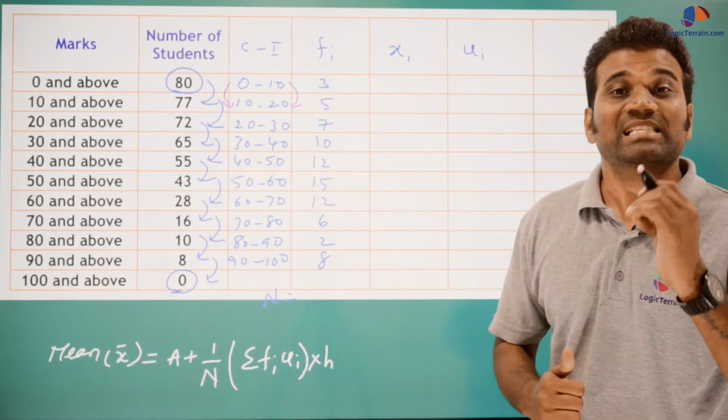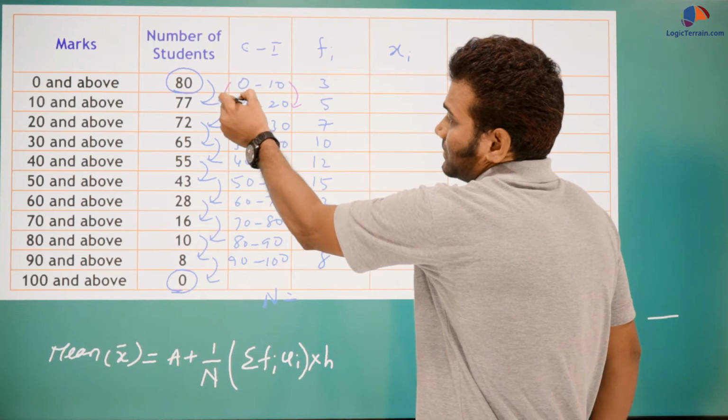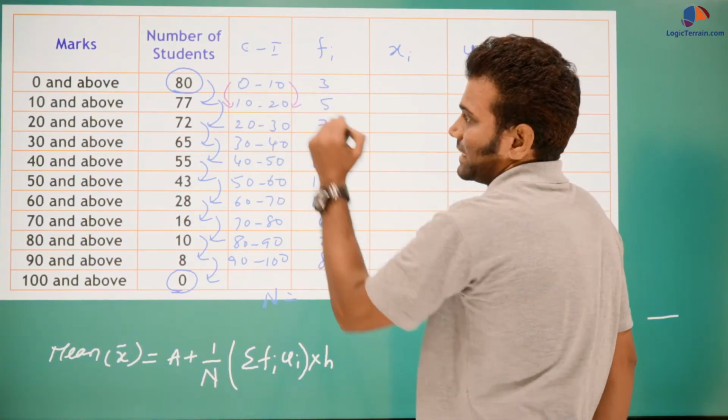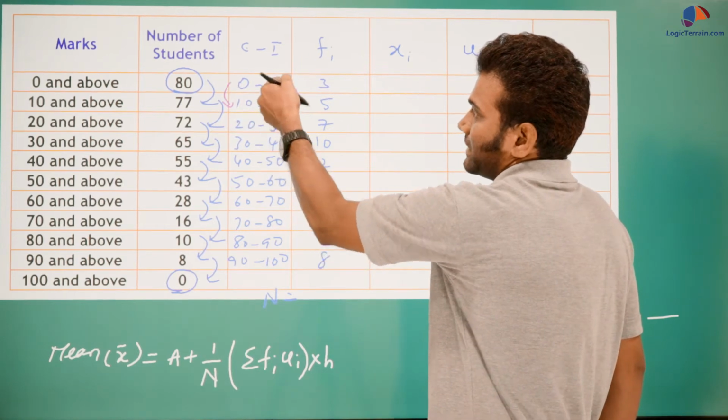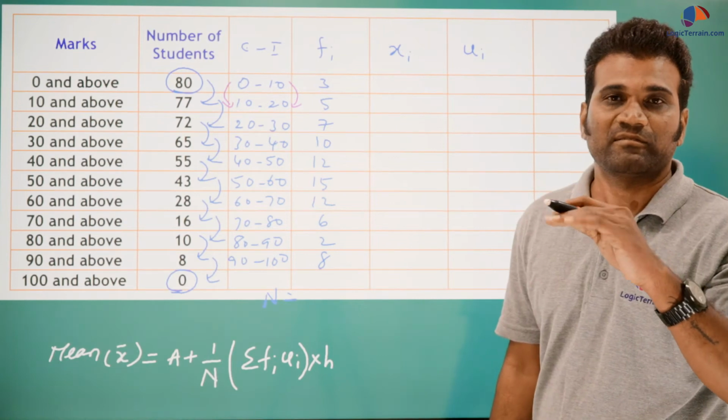I'll give you a simple and easy trick. What is the difference here? The difference of any two consecutive lower limits or upper limits is 10. You can see 10 minus 0 is 10, or 20 minus 10 is 10. So make it half, we get 5.